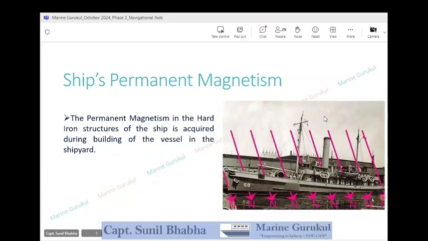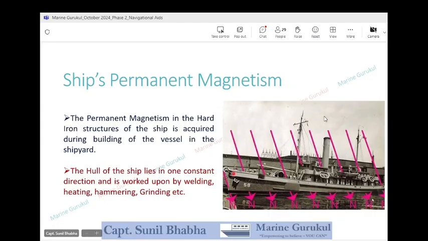The vessel is in northern hemisphere. That's why you see all these lines are going into the surface of the earth. And the angle at which they are cutting the surface of earth is the dip angle at that particular place. So the ship is exposed to this particular magnetism of the earth's magnetic field. The hull of the ship will lie in this position till the time the construction of the ship is complete.